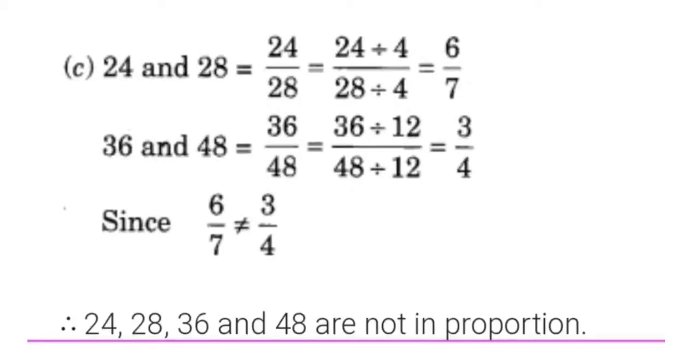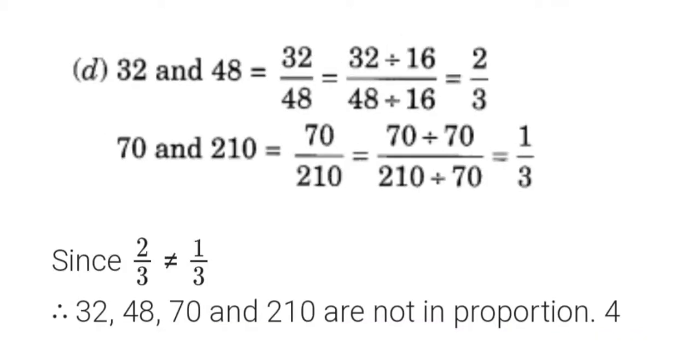Now see number C, 24, 28, 36 and 48. First we will find the ratio of the first two numbers, 24/28. Both are divisible by 4, so it will come 6/7. The second two numbers are 36 and 48, and both are divisible by 12, so it will come 3/4. Now here also you can see both are not equal. It means 24, 28, 36 and 48 are not in proportion.